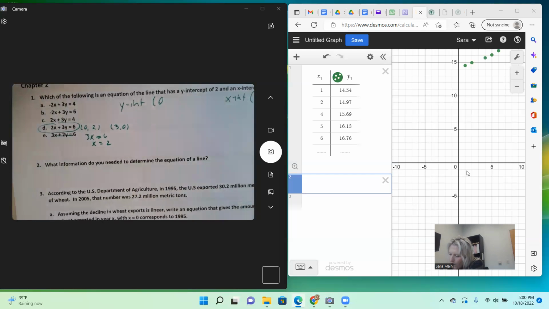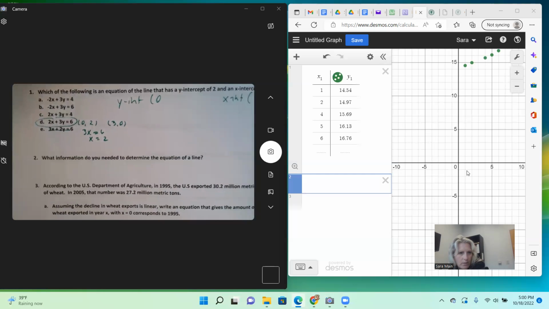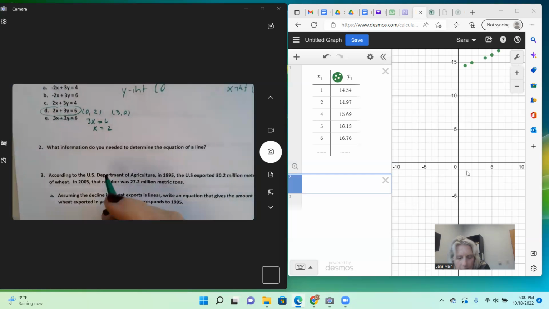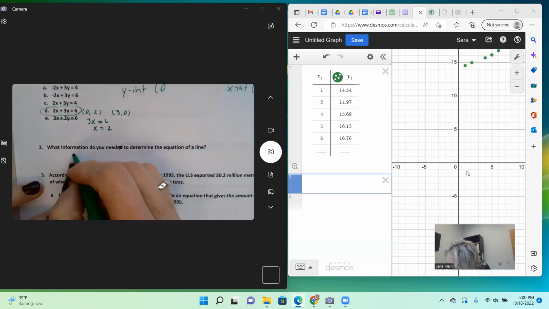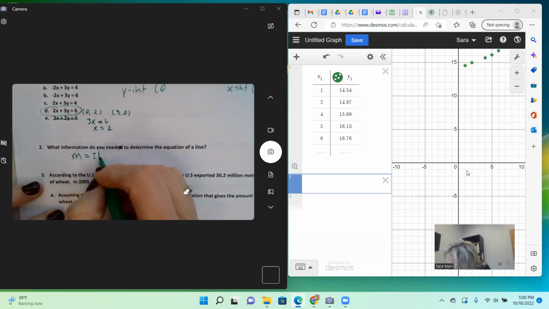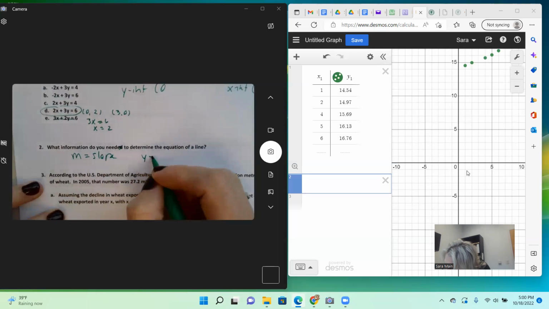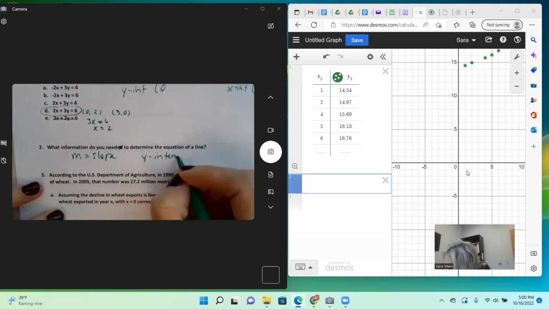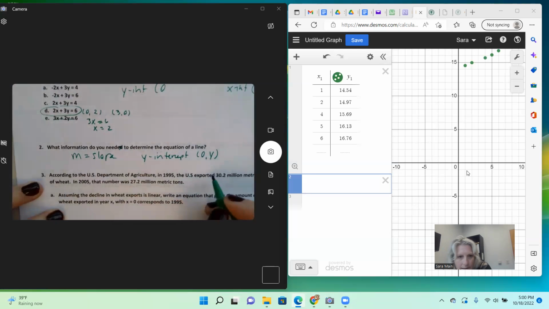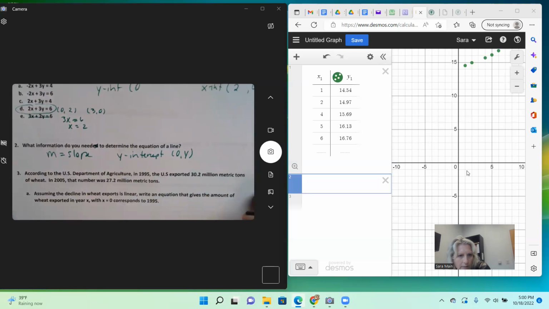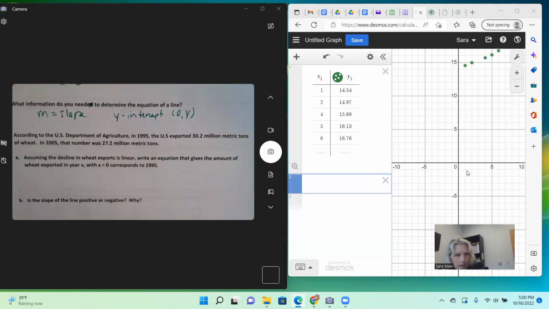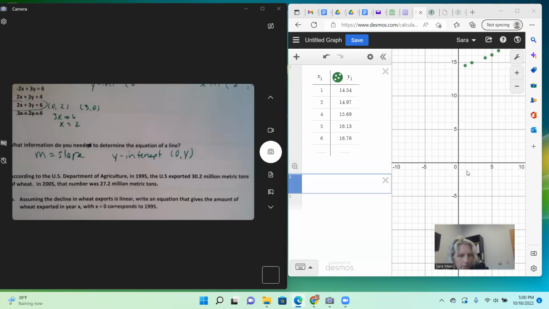Question 2 says, what information do you need to determine the equation of a line? So you need your slope and you need your y-intercept. Is your y value when x equals 0? Okay, let's look at number 3.